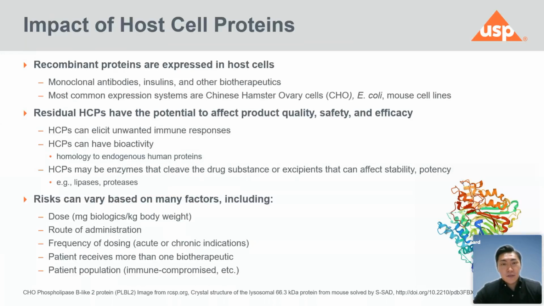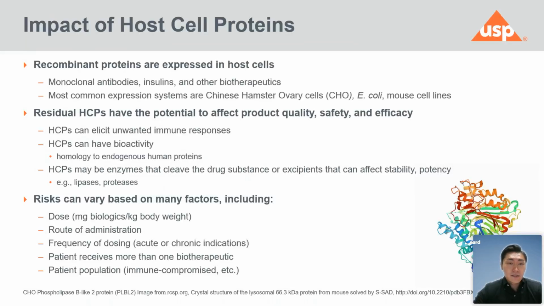Recombinant proteins expressed in host cell lines, such as monoclonal antibodies, insulin, and other biotherapeutics, are most commonly expressed in cell line systems such as CHO, Chinese hamster ovary cells, E. coli, and mouse cell lines. And for the more novel therapy that's coming into the market nowadays, they're expressed in HEK, Sf9, Vero, and more novel cell lines. And residual host cell protein have potential to affect both product quality, safety, and efficacy.